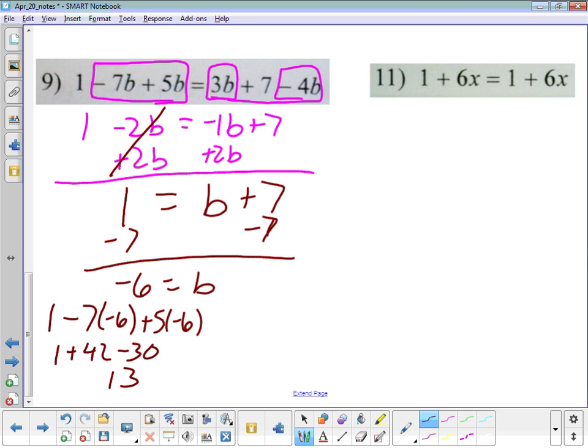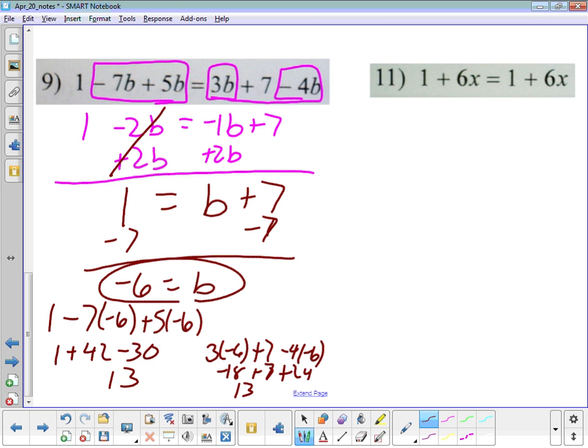On the other one, I have 3 times negative 6 plus 7 minus 4 times negative 6. Well, 3 times negative 6 is a negative 18 plus 7 minus a negative 24, that would be plus 24. So I actually have a negative 11 plus 24, which would give me a 13 on that side. So that works out as well. So again, it's negative 6 equals b.